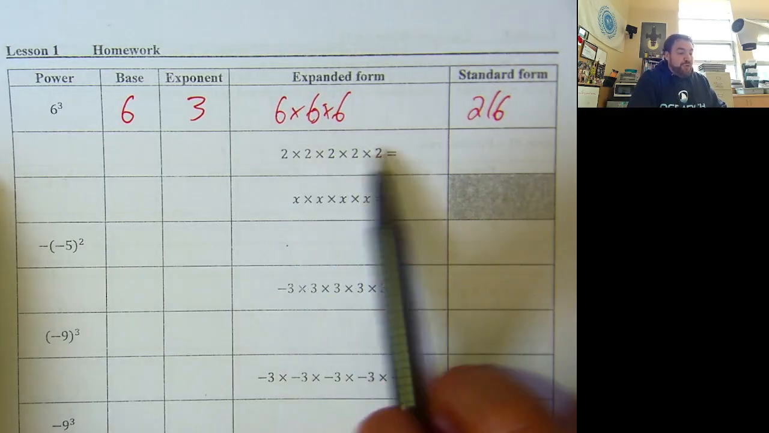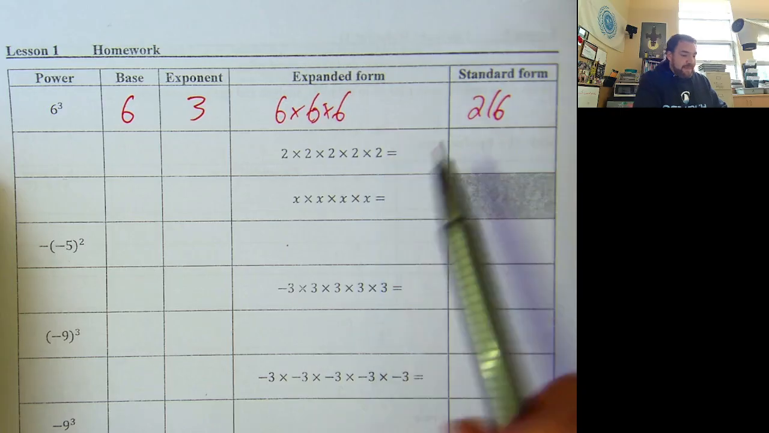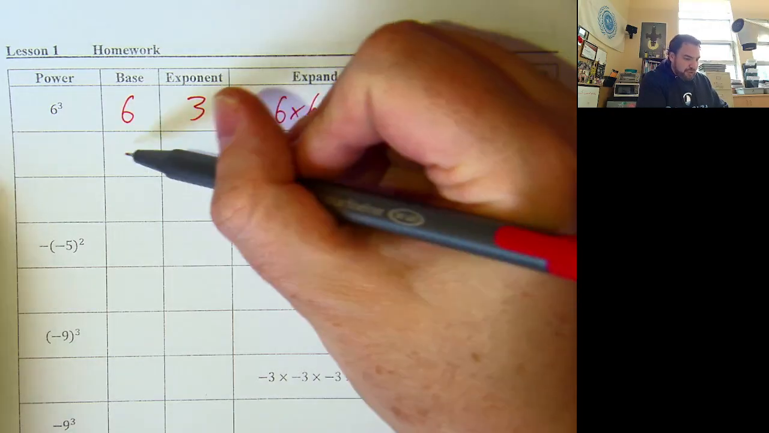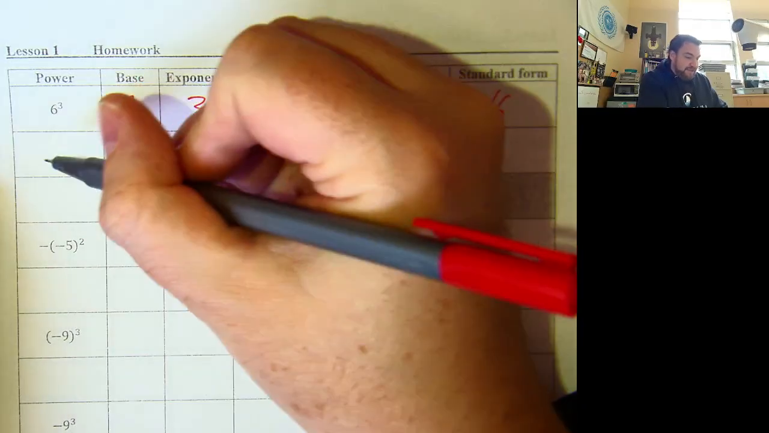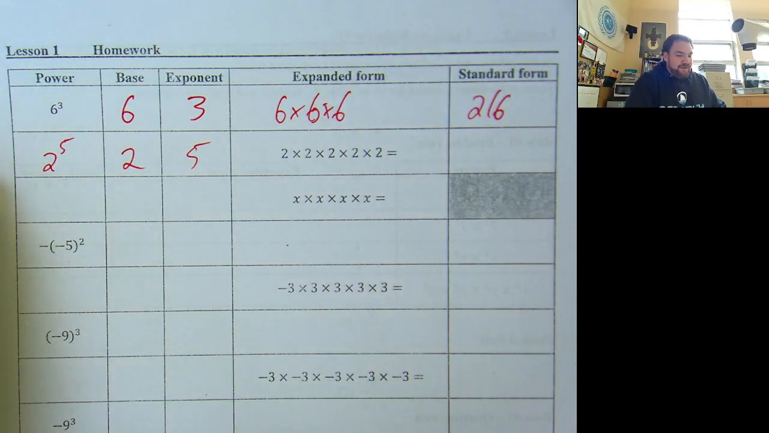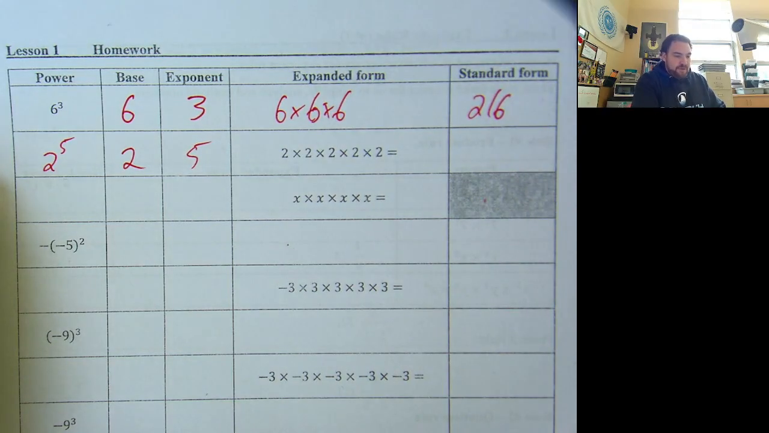Love it. If I got a bunch of 2's multiplied together, the base is 2. The exponent is 5, because there's 5 of them multiplied together, which means that as a power, it'll be written as 2 to the 5th. And in standard form or evaluated form, that is going to be 32.